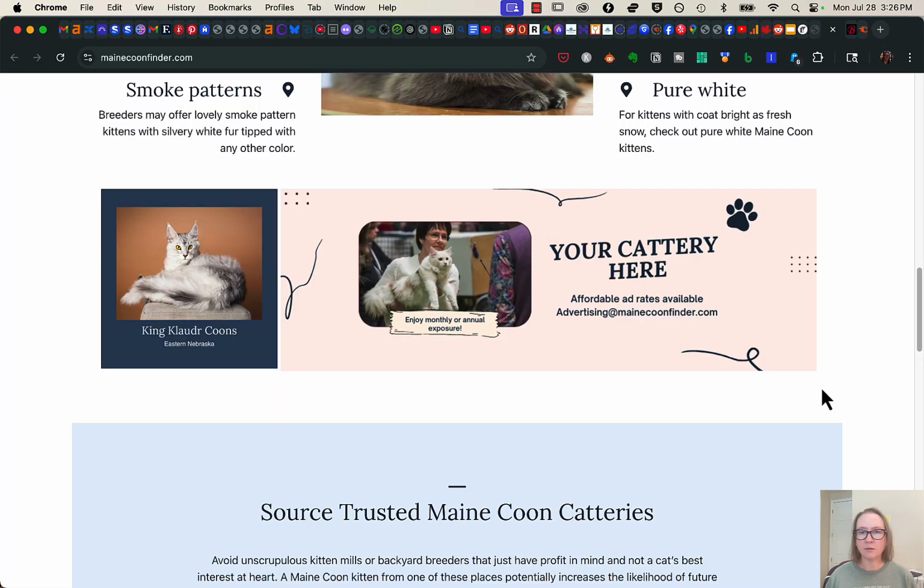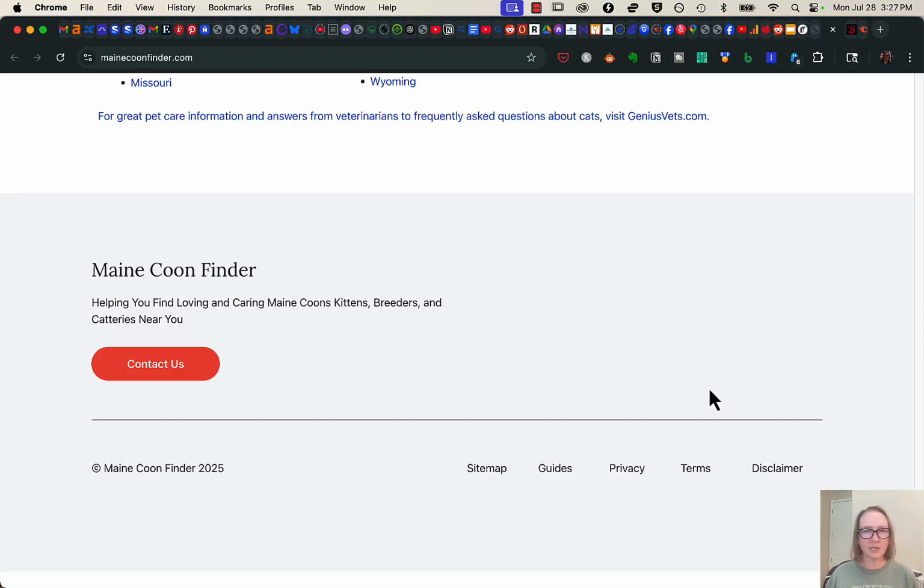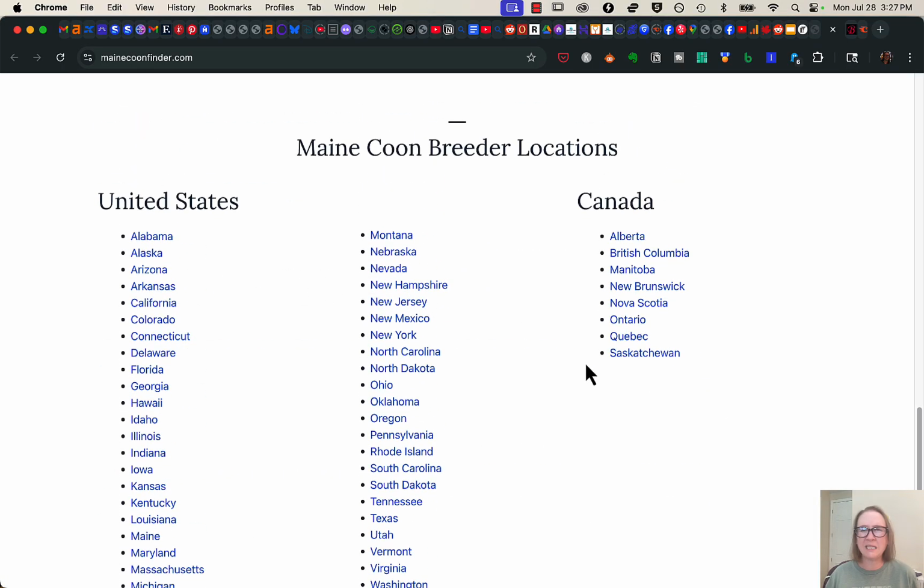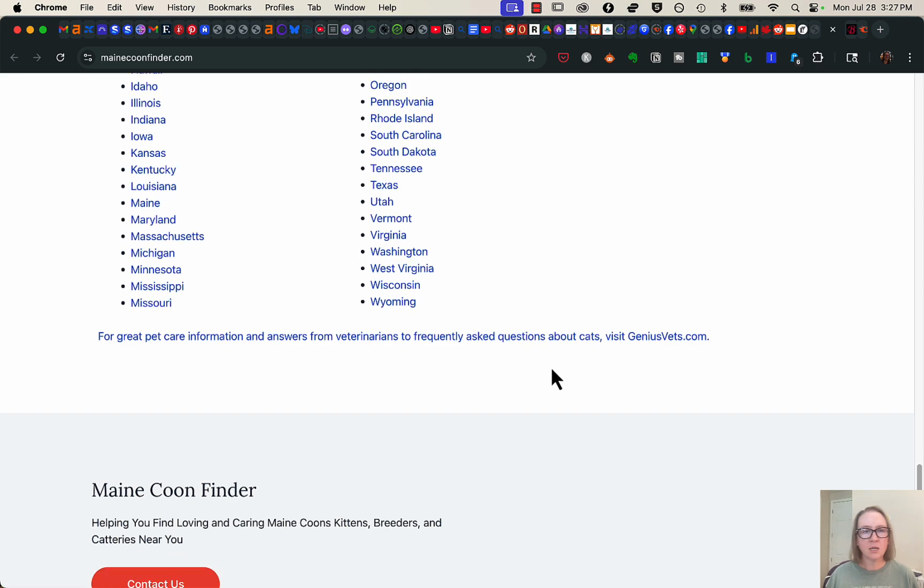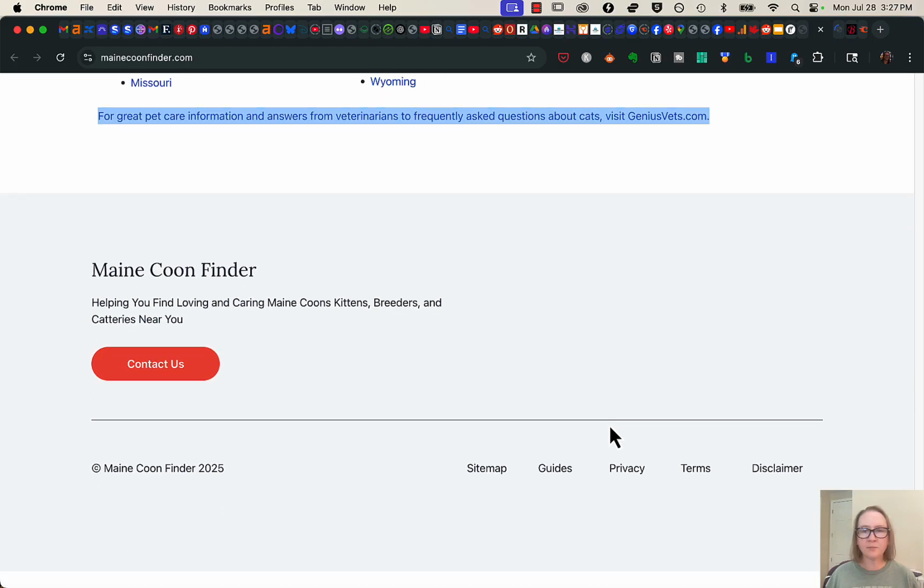Let's see here. So here we have a thing where you can advertise your cats that are available for people, I guess, to purchase. I'm not really into pet breeding, so I don't know the specifics here. So we've got just the list of states. This is actually how I do a lot of my directory sites because it's so simple and easy for people to use. Looks like they also own Genius Vets. We'll open that up in another tab and take a look at that.